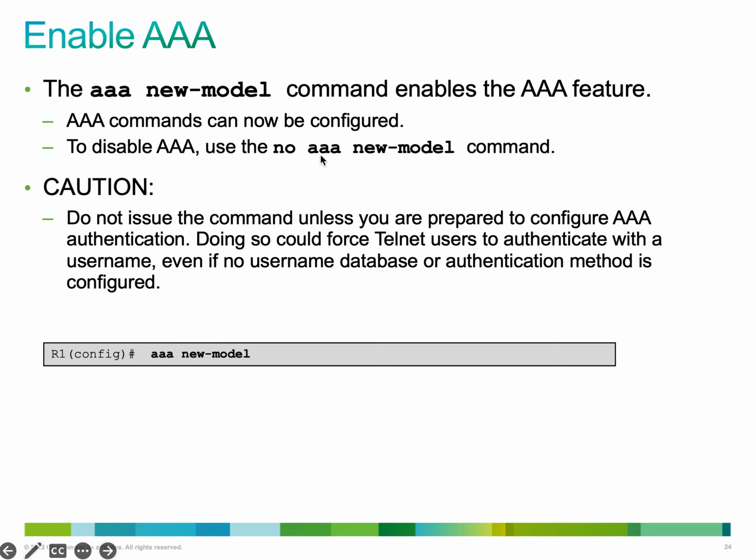One precaution we should take is not to use the command unless you are prepared to configure AAA authentication. Doing so could force Telnet users to authenticate with a username even if no username database or authentication method is configured. So it's only when you want to configure that you begin to do this. And how do you do that? In your command line interface, you write Router1(config)# aaa new-model. Once you put aaa new-model, it will enable AAA authentication.